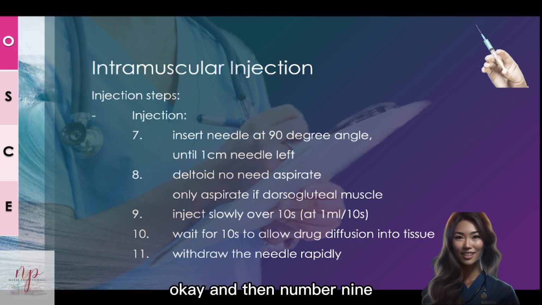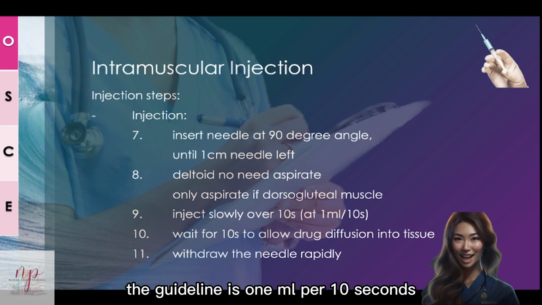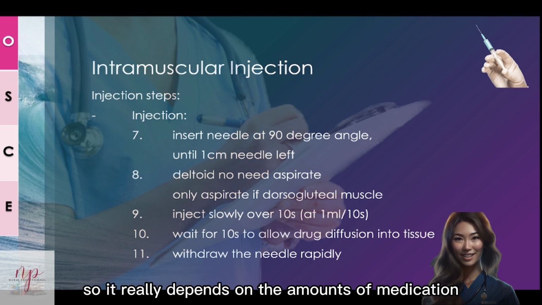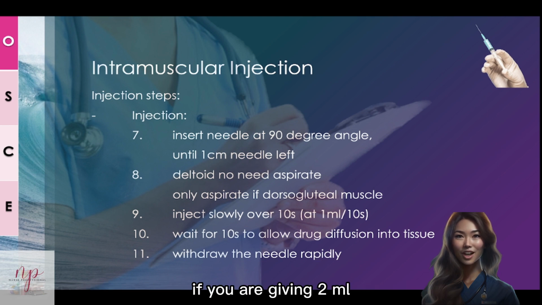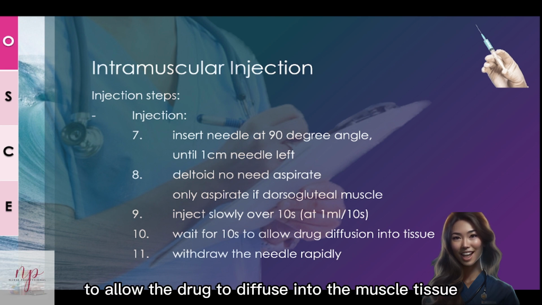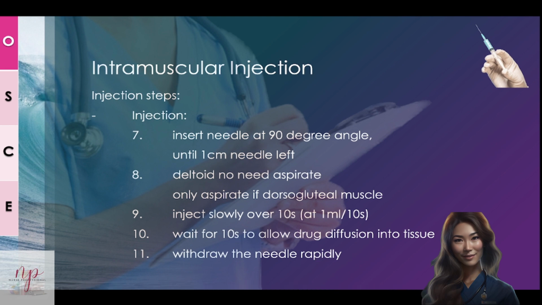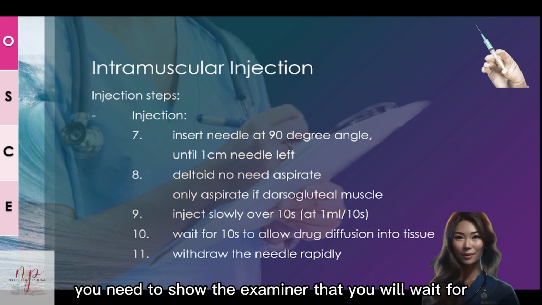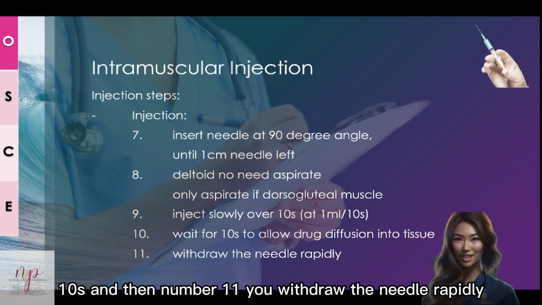Okay? And then number 9, you inject it slowly over 10 seconds. The guideline is 1 ml per 10 seconds. So it really depends on the amount of medication. If you are giving 2 ml, then you need 20 seconds. Alright? And then number 10, you need to wait for 10 seconds to allow the drug to diffuse into the muscle tissue. Okay? You need to show the examiner that you will wait for 10 seconds.